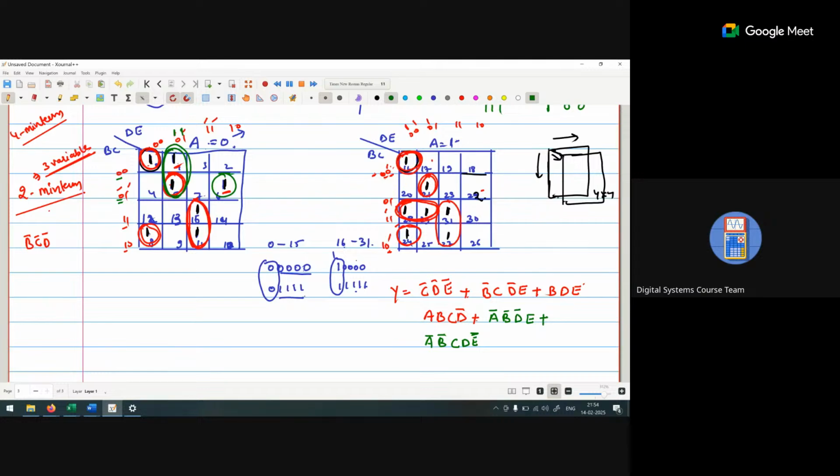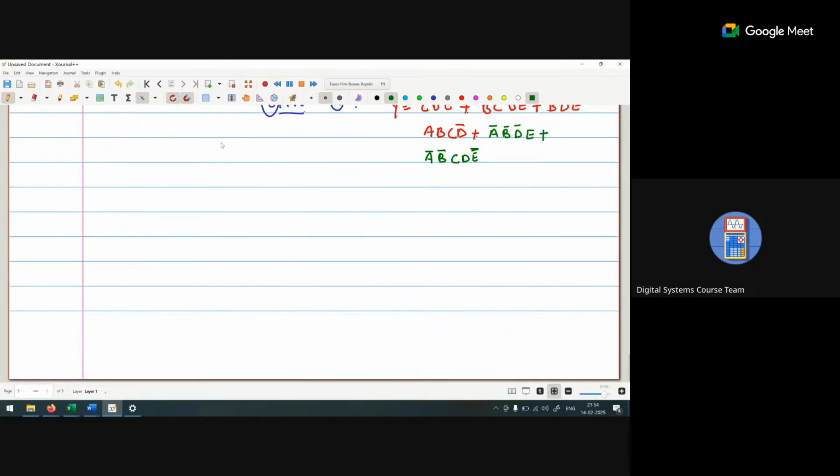Is it clear how we solve the 5 variables K-map? I think I will take one more example so that it will be clearer for you. So Y(A, B, C, D, E) is equal to sigma m(0, 1, 4, 5, 8, 9, 12, 15, 16, 18, 19, 23, 25, 28, 30, and 31).